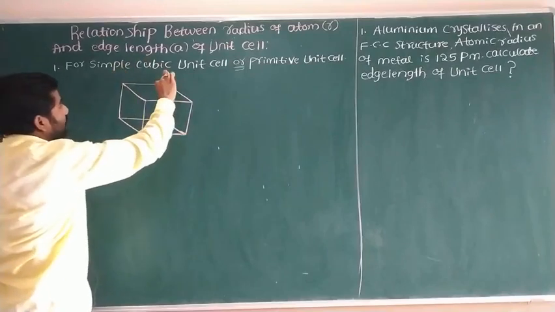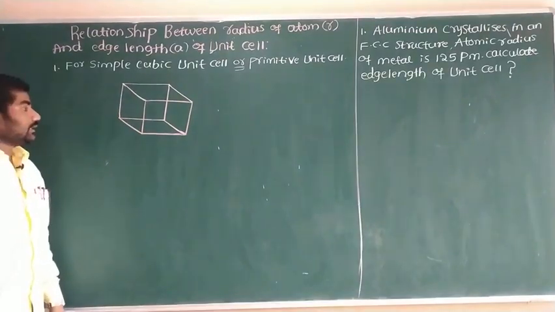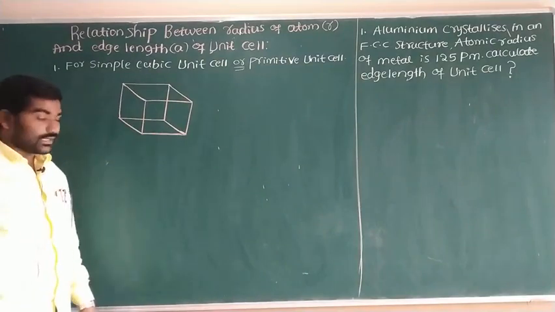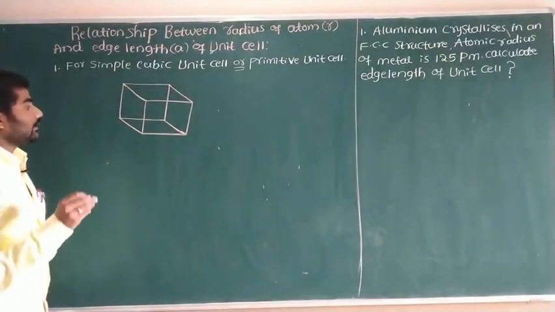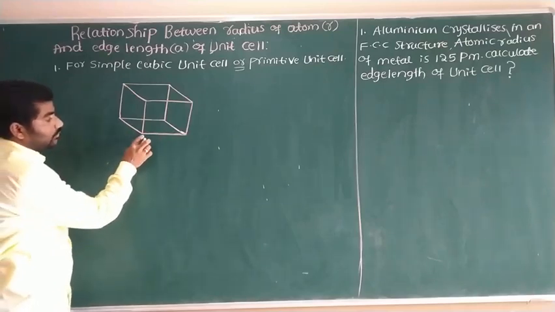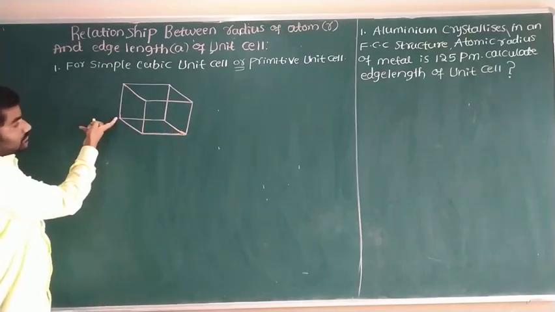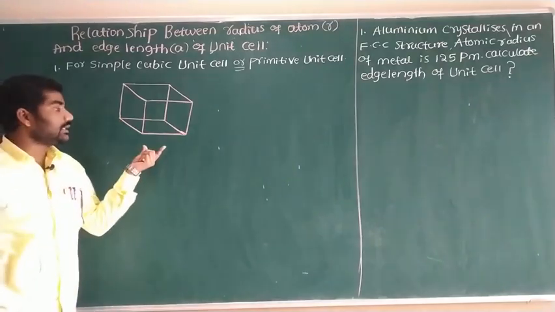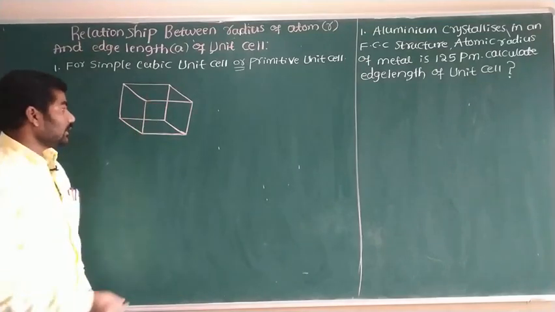This is the simple cube or simple cubic unit cell. You already know that in the simple cubic unit cell, the constituent particles are present only at 8 corners. Instead of representing constituent particles at 8 corners, here I will represent constituent particles only at any 2 corners. This is a corner particle and this is one more corner. Just to avoid confusion, I will consider only 2 corner particles to show the relationship between edge length and radius of the atom.